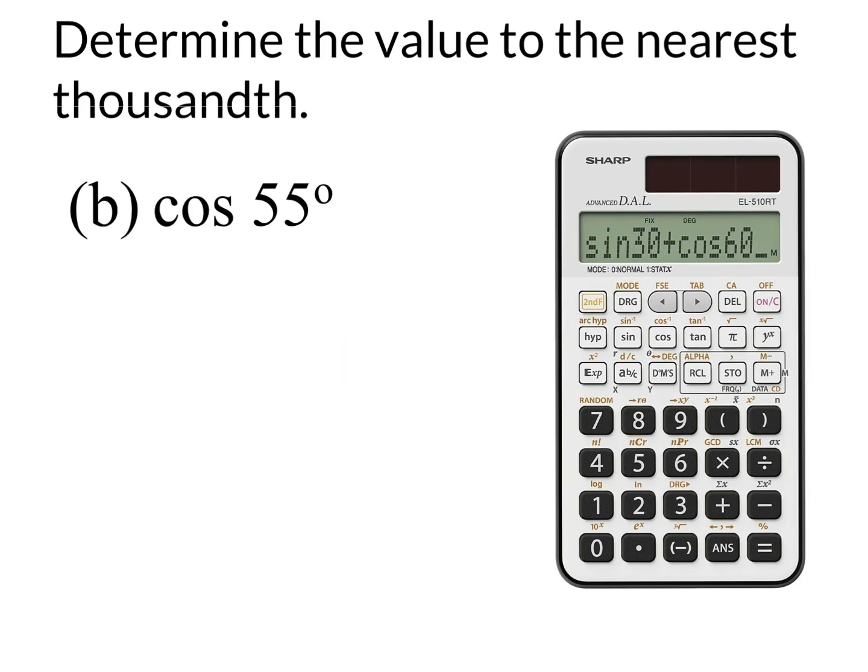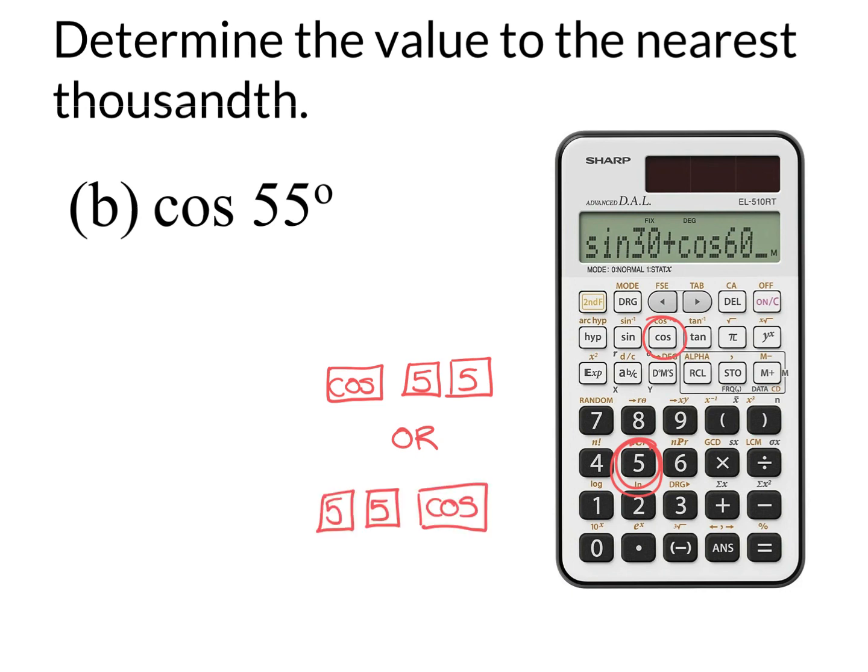Now let's try to find the cos of 55 degrees to the nearest 1,000. Again, depending on your calculator, you might have to press cos and then 55, or you might have to press 55 and then cos to find the answer. And when you do that, your answer should come about 0.574.